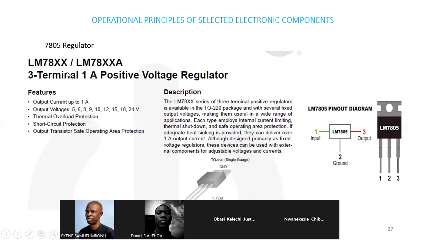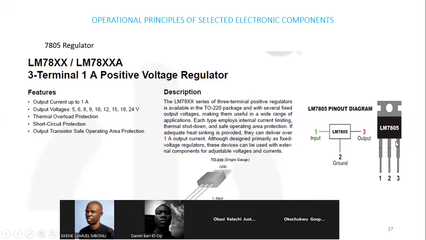So, with respect to 7805 or the greater series, we have LM78 series. We have 7805, 7806, 7808, 7809, 7810, 7812, 7815, 7818, 7824. All these are in one data sheet. Once you get the data sheet, you see the spec. And part of the spec is what is being shown.